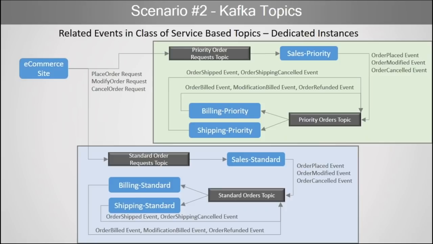Now we could do 2. Here we basically split it in 2, where we have a priority set of topics and applications, and we have a standard set of topics and applications. So the e-commerce site has to decide which topic it's going to send it to. The only downside of this one is that if you have plugged in any ETLs and data analytics systems, then now they have to go to 2 instead of the 1.